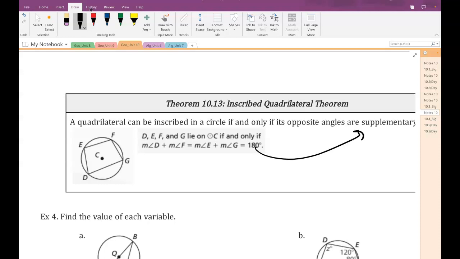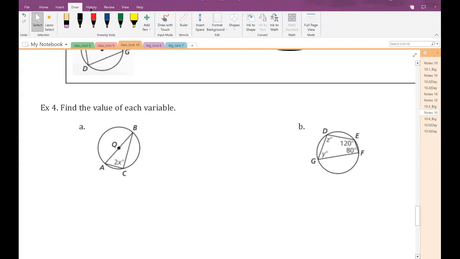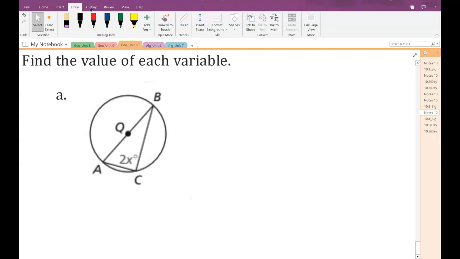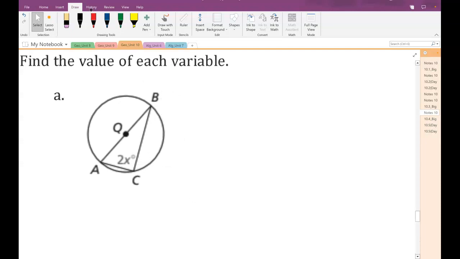All right, so 2 quick last problems. We're going to find the value of each variable. In example 4a, just take a second to convince yourself: is that even a right triangle, and why? Is triangle ABC a right triangle? Yeah, it is a right triangle because you need to justify it for yourself. You can say AB is the diameter.